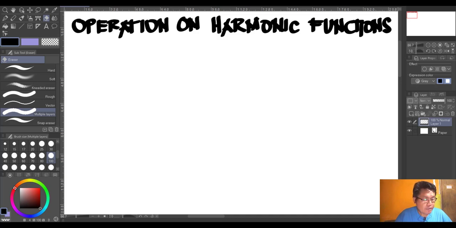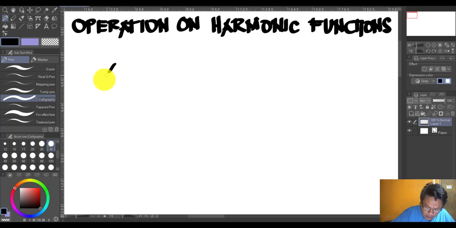Now for the next topic, we have operations on harmonic functions. Using the complex number representations, we have your rotating vector. So our rotating vector is represented by x bar. We have here the direction signifying this vector, and that is equal to your amplitude A, and we have your exponential e.